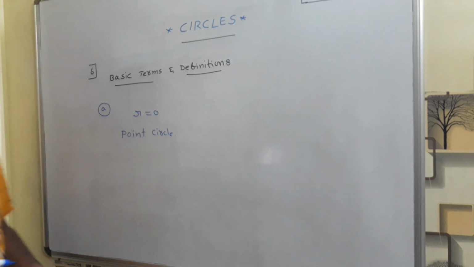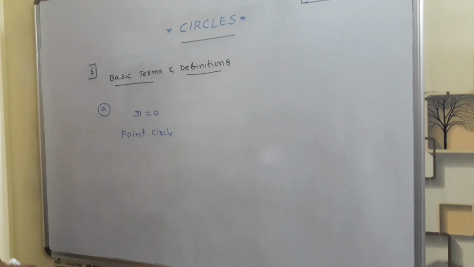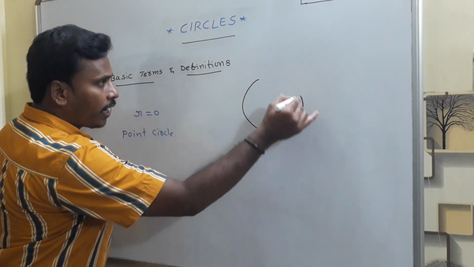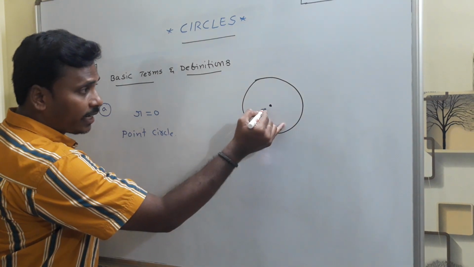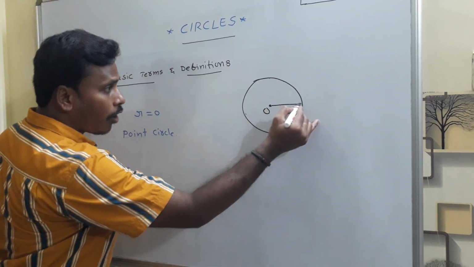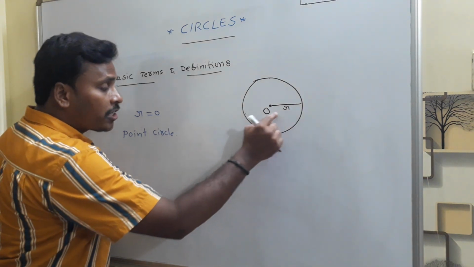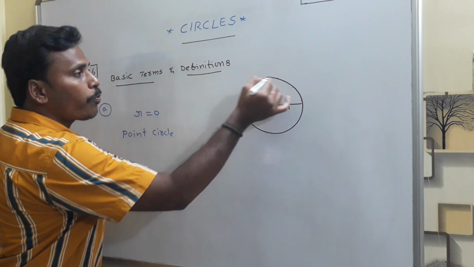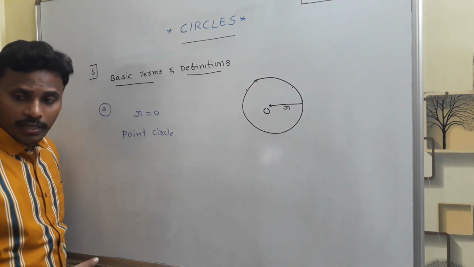Just imagine, if radius is equal to 0, what is the circle equation? Usually we know that a circle is a collection of points which are equidistant from a fixed point. If this fixed point is center O and every point on this circle is at a distance of r units from the center, is it right? Now here we are saying this radius itself is 0. Since radius is 0, all these points on the circle won't appear. There are no points on the circle circumference.